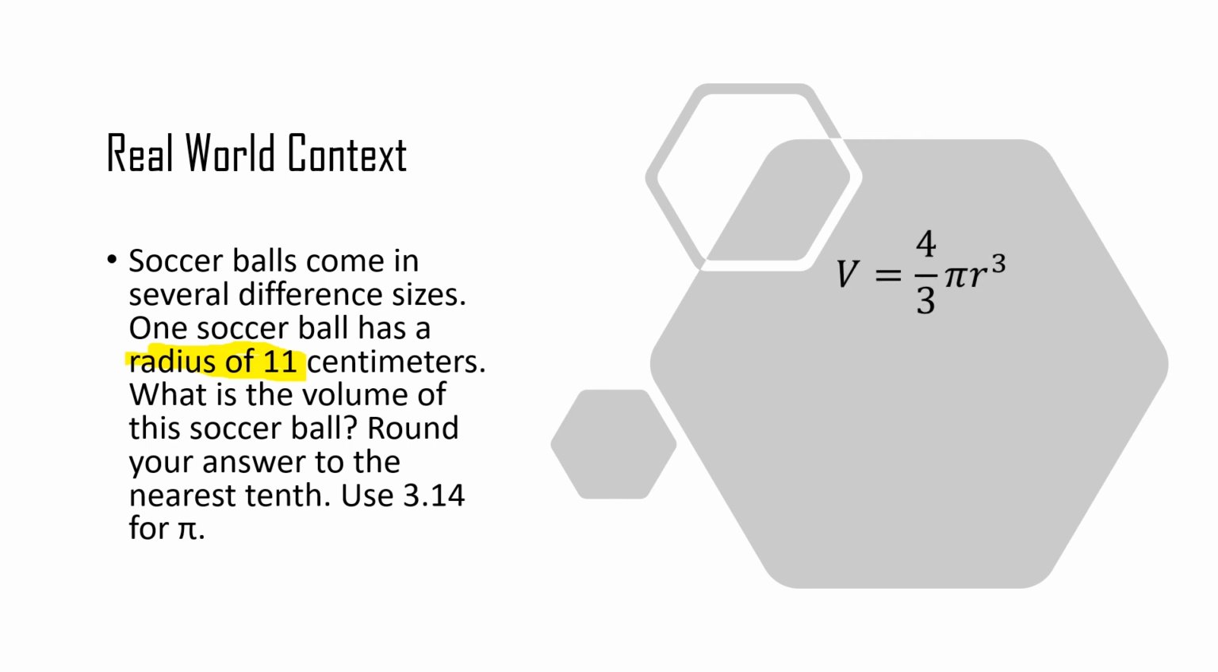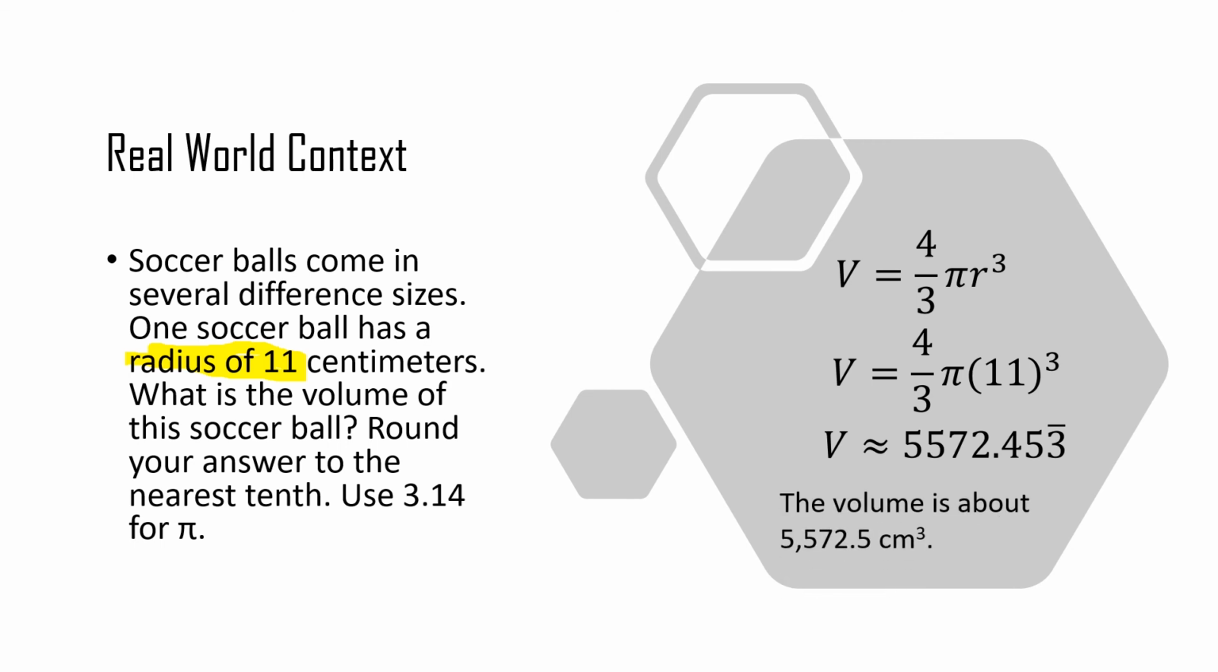So we're going to say volume equals 4/3 pi r cubed. We're going to sub 11 in for the radius. And now, after we cube 11, we'll multiply by 3.14. The easiest way to deal with this 4/3 is to multiply by 4 and divide by 3. Again, we get a repeating decimal. So the volume of this soccer ball is about 5,572.5 centimeters cubed.